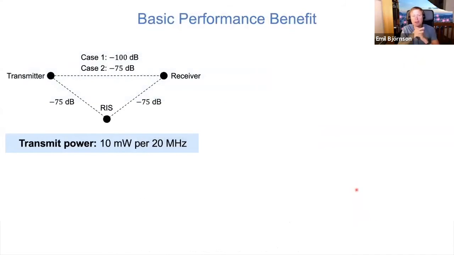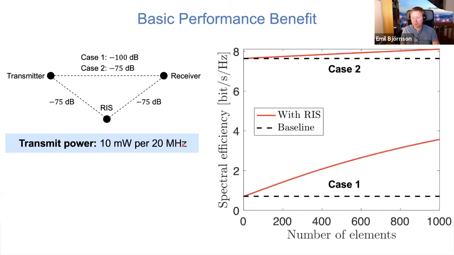And to show you some basic performance benefits of using this type of surfaces, say that we have a transmitter transmitting to a receiver, and you have put up an intelligent surface here. And you have -75 dB here, -75 dB here on these channels. And then between transmitter and receiver, we have two cases. One when we have a bad channel, and one when we have an equally good channel here. And we have some reference transmit power here.